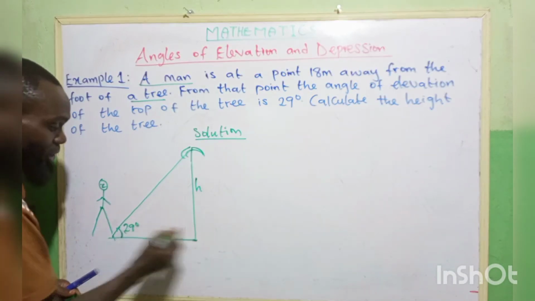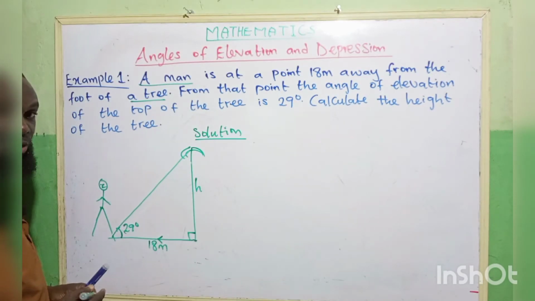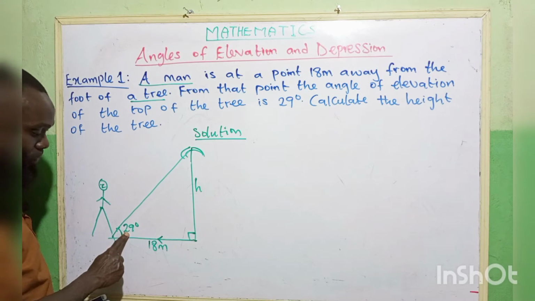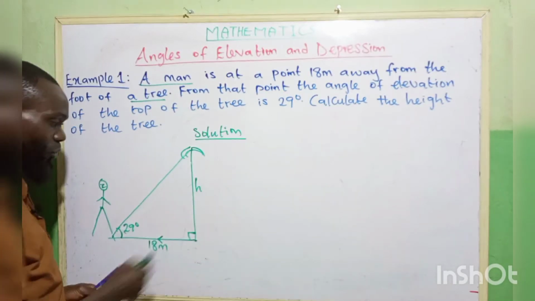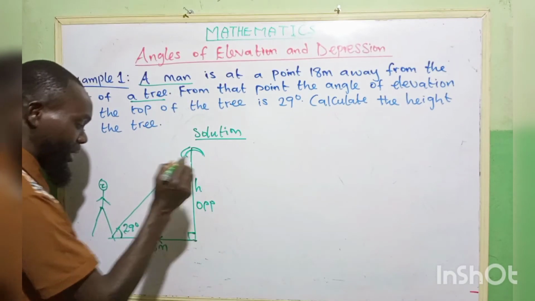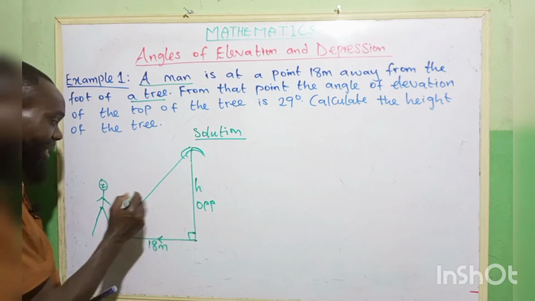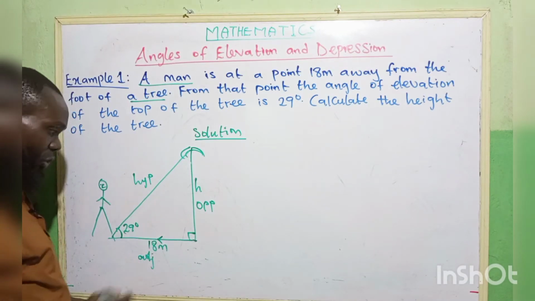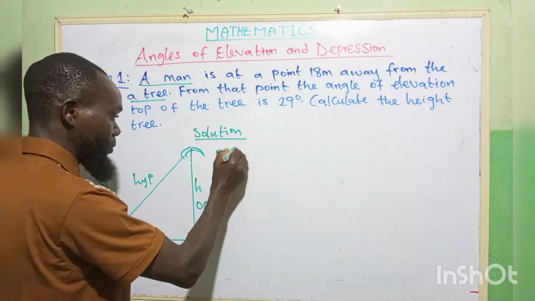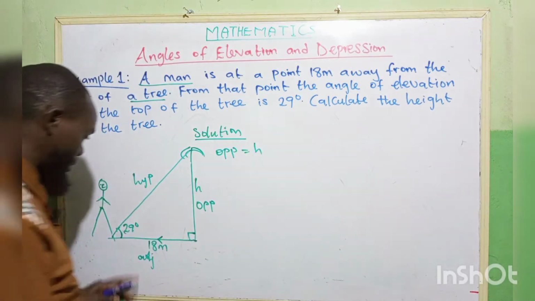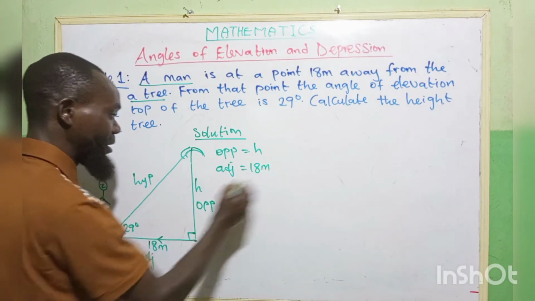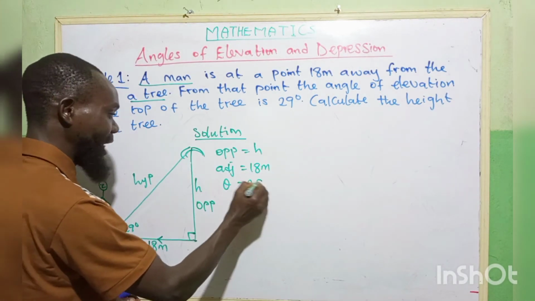When we have vertical and horizontal, we have a box, 90 degrees. Now, we want to calculate these points. If this is our angle, the side facing the angle is our opposite. The side facing this box 90 is our hypotenuse. And we have our adjacent. So, opposite is equal to h. Our adjacent is equal to 18 meters. Angle theta is equal to 29 degrees.